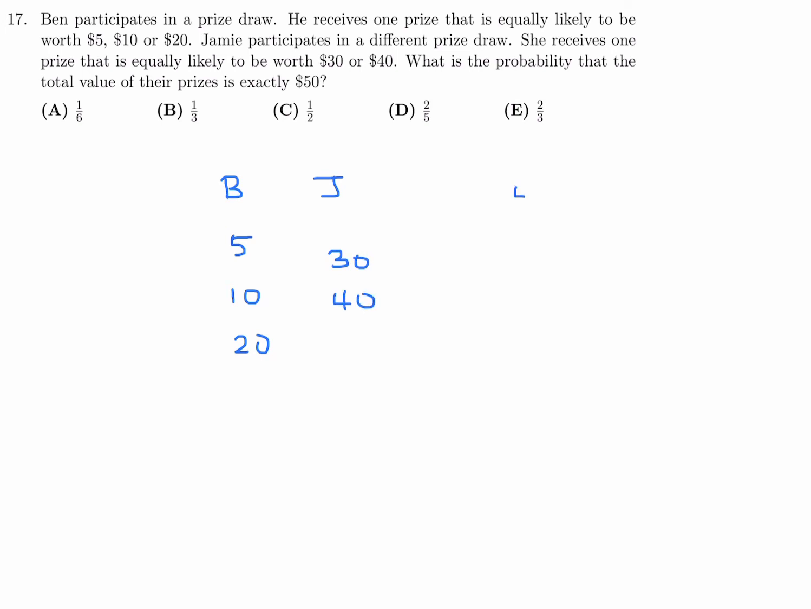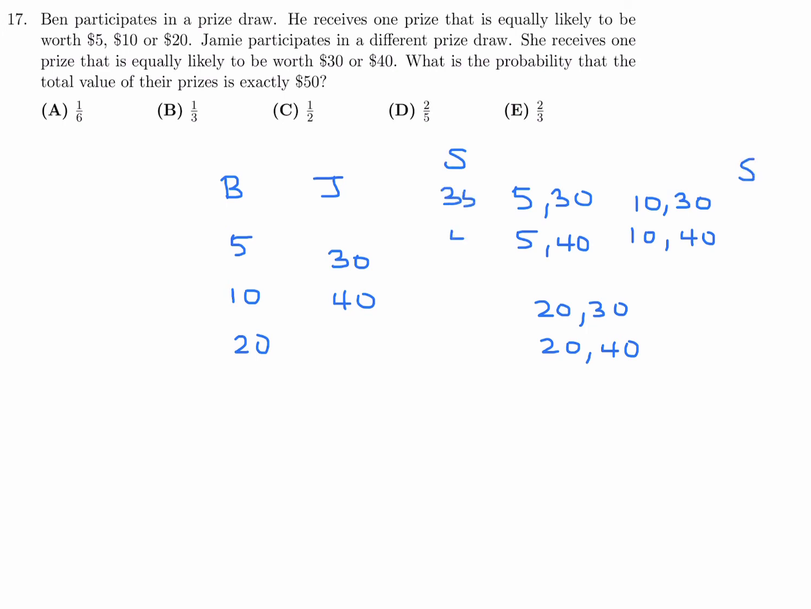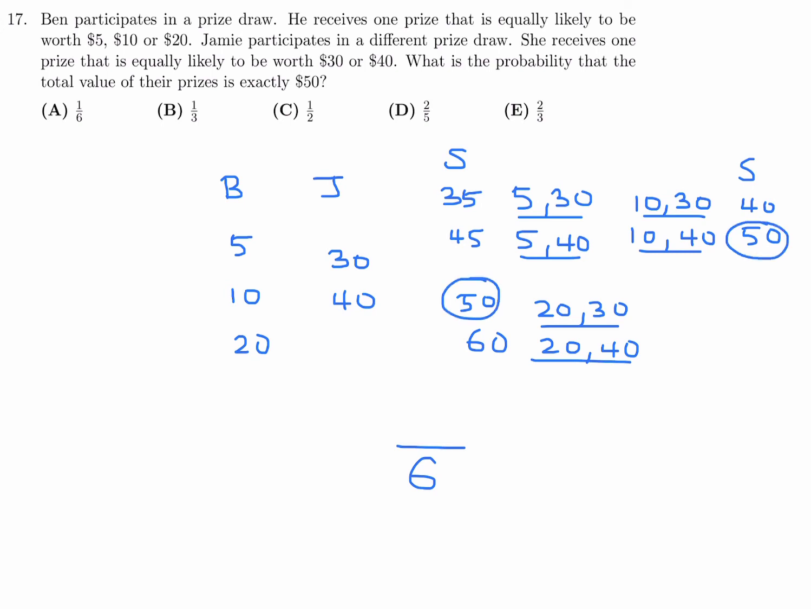So the combinations would be 5 and 30, 5 and 40, 10 and 30, 10 and 40, 20 and 30, and 20 and 40. Now let's add them up, the sums. So the sums would be 35, 45, this sum is 40, this sum is 50, this sum is 50 and this sum is 60. So of the 6 possible ways of getting a sum, 50 happens twice. So 2 out of the 6 or 1 out of 3. So number 17, the answer is B.